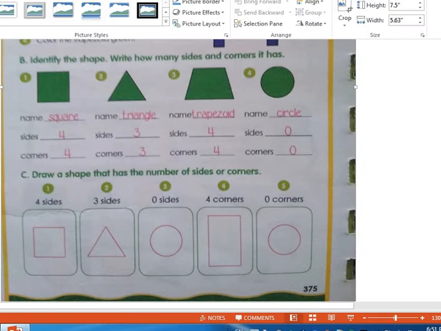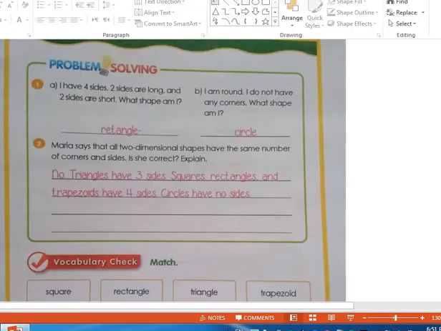This is the rectangle. So I'm round. I don't have any corners. What shape am I? Yes, I'm the circle.